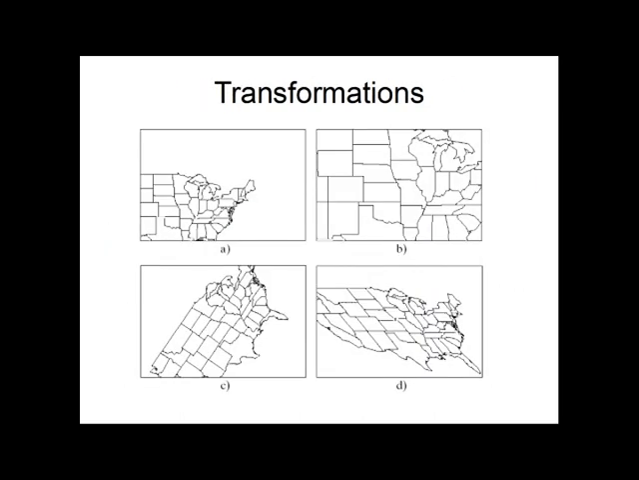Just a few examples of transformations. A being a map that's translated a bit to the side and down. B being the same map except scaled differently. C is a rotated version of that map, and D is a sheared version. Shearing not being something that we'll use much in real-time graphics, but it's nice to know how it works in relation to the transformation matrix.